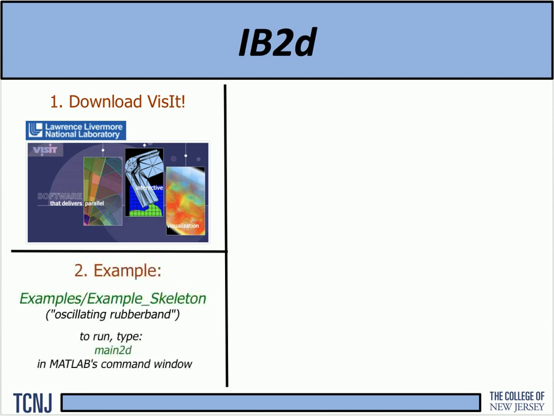Next, the example we'll use is in the example skeleton, which remember is that of the oscillating rubber band if you've been following the previous tutorials. If you haven't, just go to that directory and type main2d into MATLAB's command window to run the simulation. It should only take a couple seconds, or about 30.